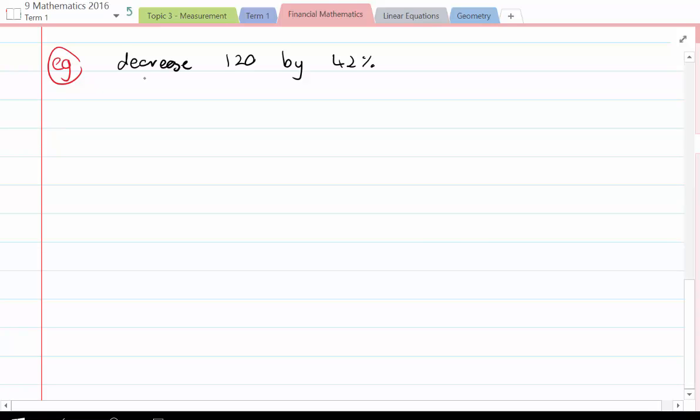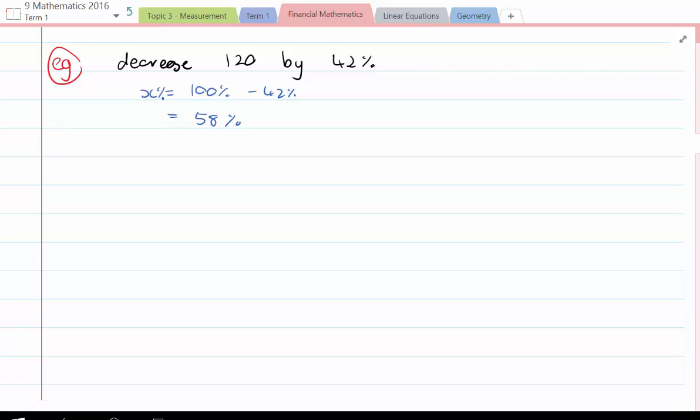Okay, so now we'll look at a percentage decrease. We're looking to decrease 120 by 42%. So again, at the start, we'll think about our percentage. So we're 42% less than 100, which means that we're 100%, take away 42%, and that leaves us with 58% remaining. So we're getting rid of 42%.